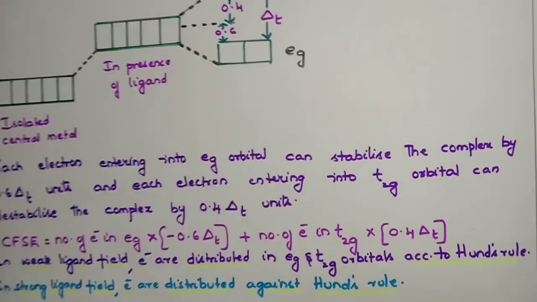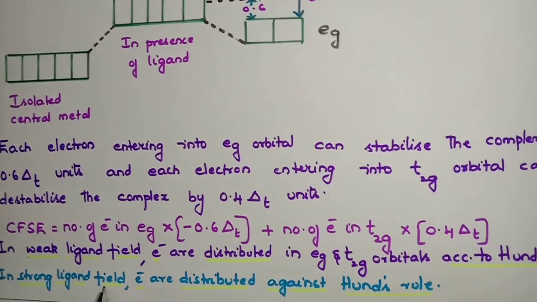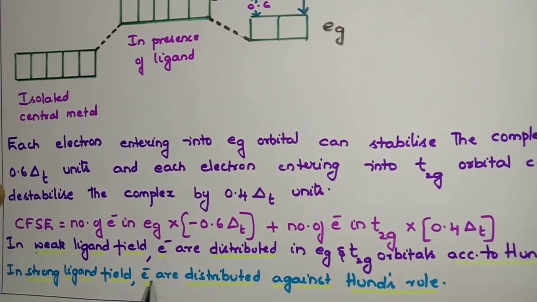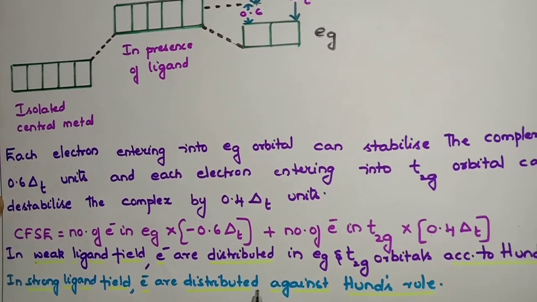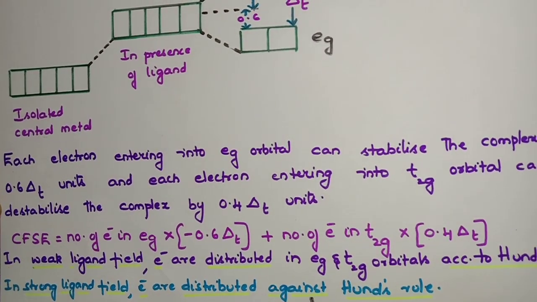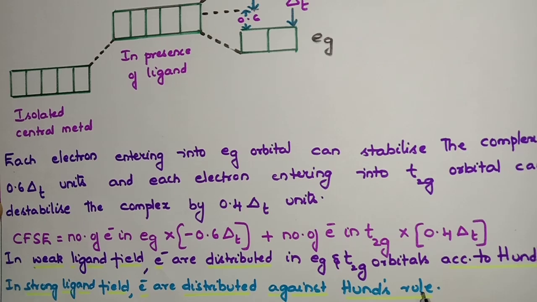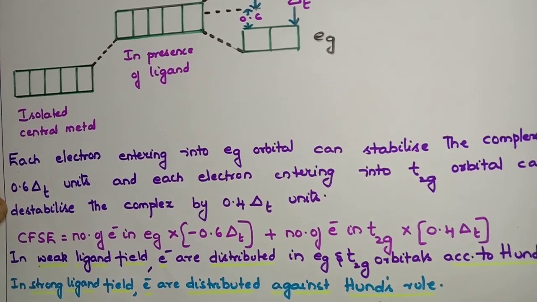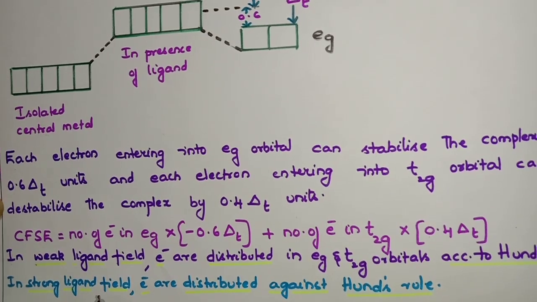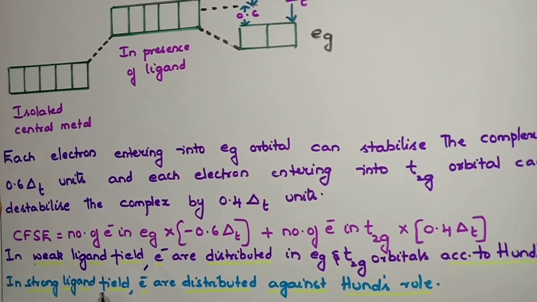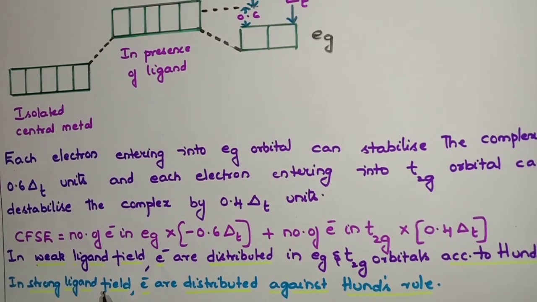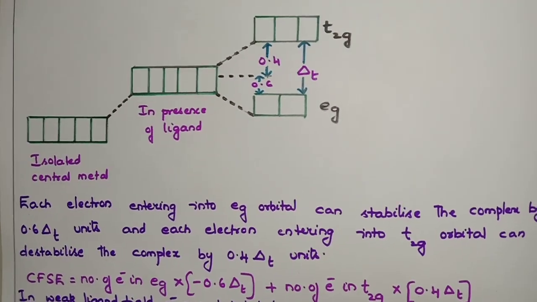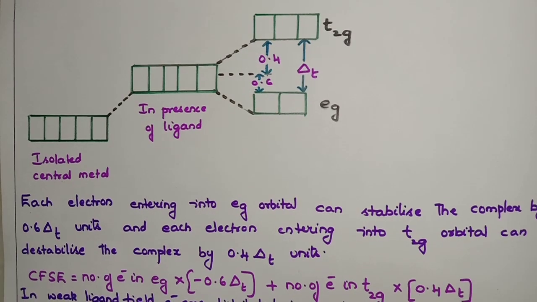Now, coming to strong ligand field, that means in the presence of strong ligands, electrons are distributed in Eg and T2g orbitals against Hund's rule. So they will be pairing up against Hund's rule in the presence of strong ligands. Okay, students, understood? So this is all about splitting of d orbitals in tetrahedral complexes.